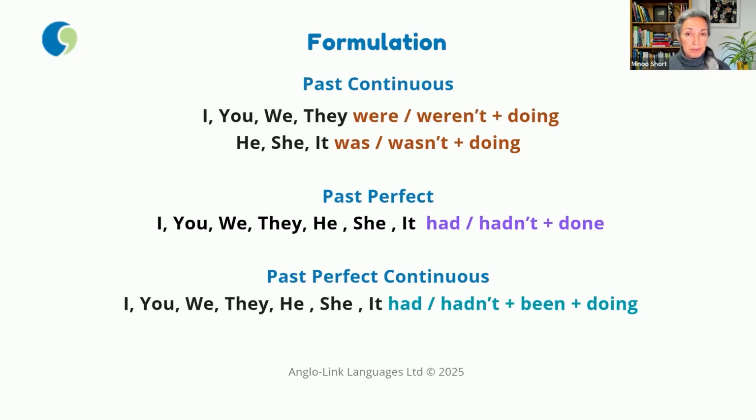For past perfect continuous, again, the formulation is the same for all pronouns: I, you, we, they, he, she, it. But now we have two auxiliary verbs, both have in the past, had and hadn't, and also be, this time in its participle form, been, and then we add the present participle: had, hadn't been doing.